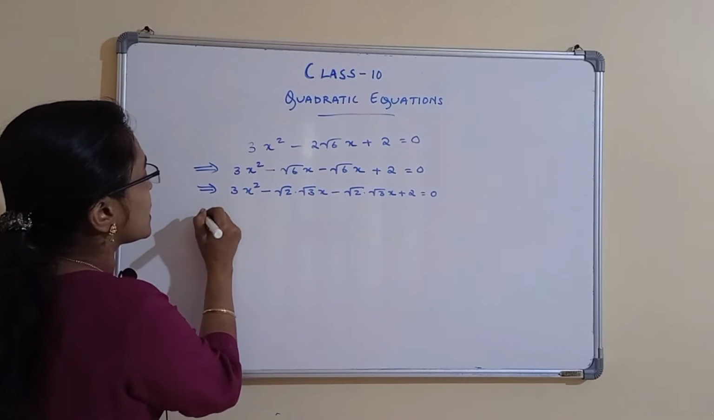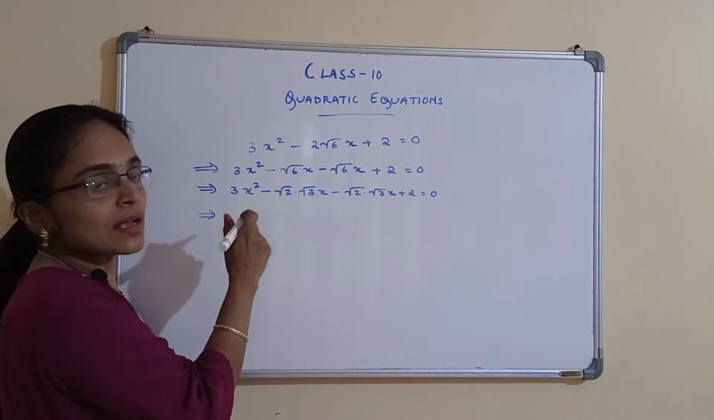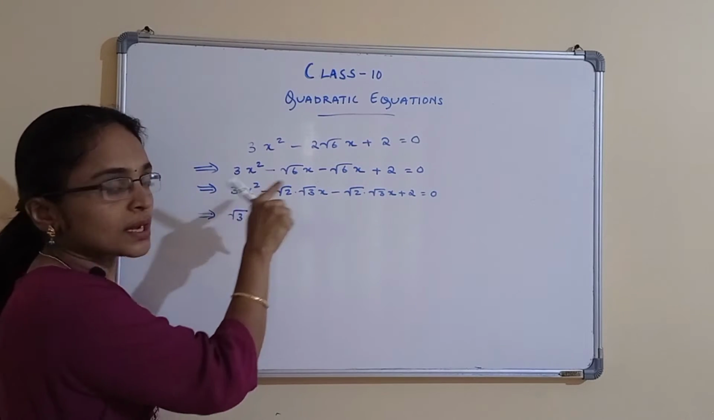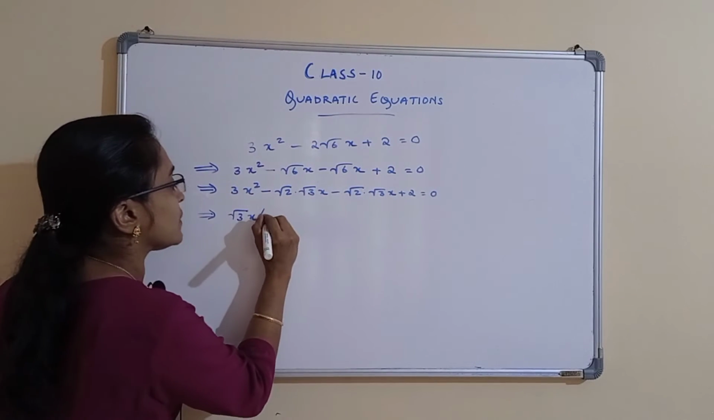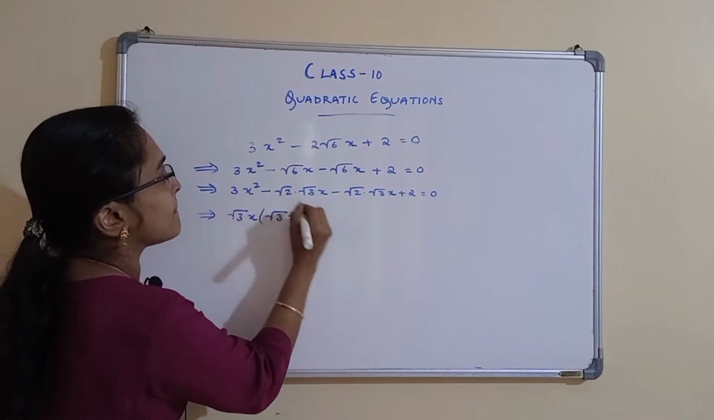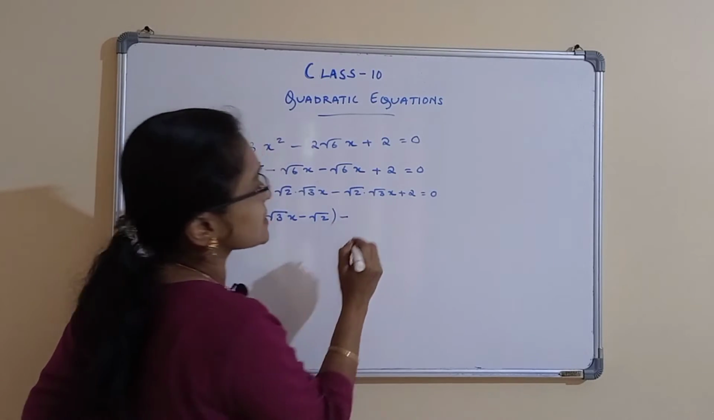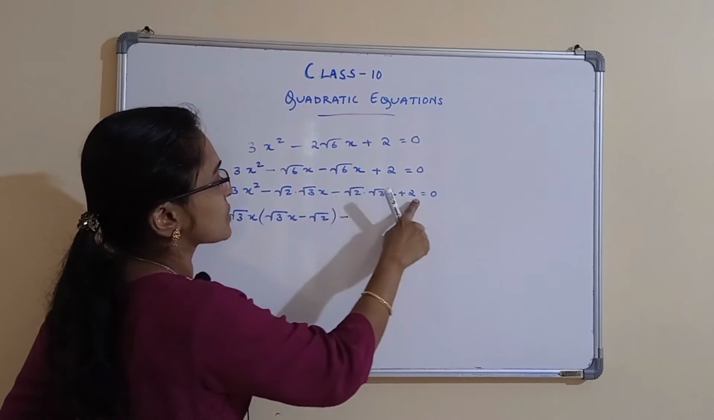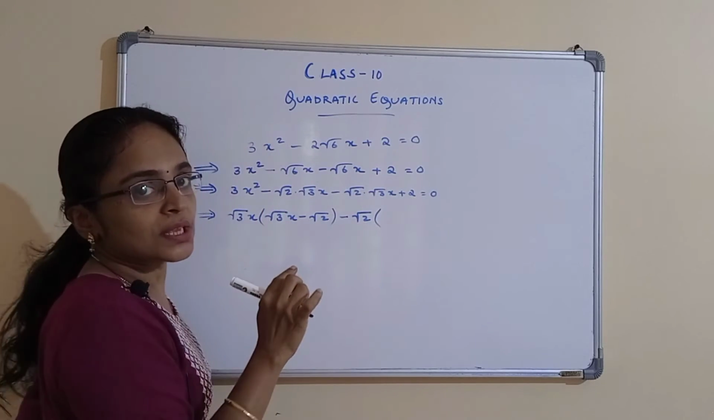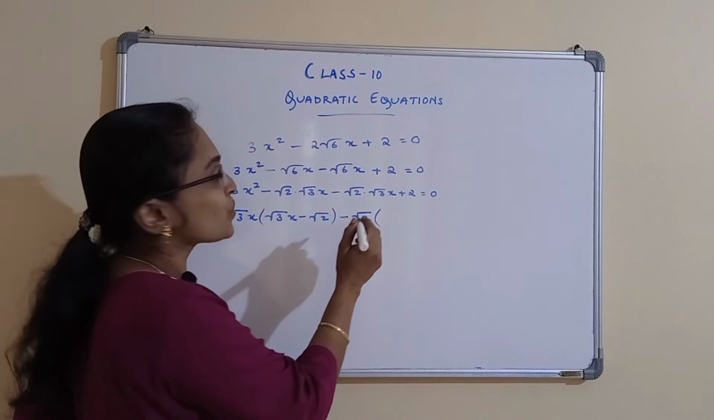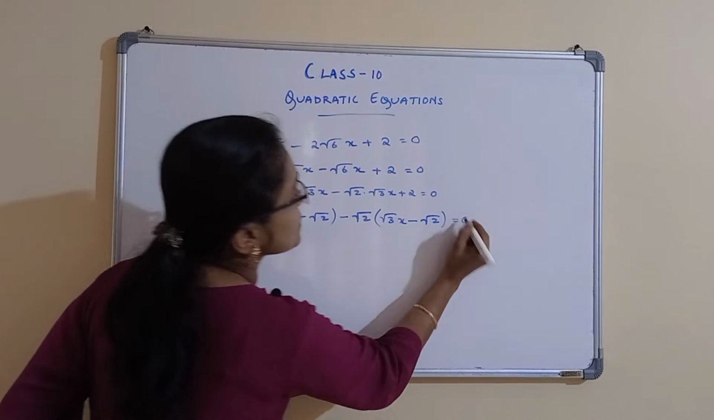So this implies, if we take root 3 outside from this and this, we have root 3x. We can take root 3x now. So root 3x into, here root 3x will remain, right? So root 3x minus root 2, right? Now minus, we can take root 2 from these two terms. So minus root 2 into, we can take minus root 2 from both these terms. Okay. So minus root 2 into root 3x minus root 2 is equal to 0.